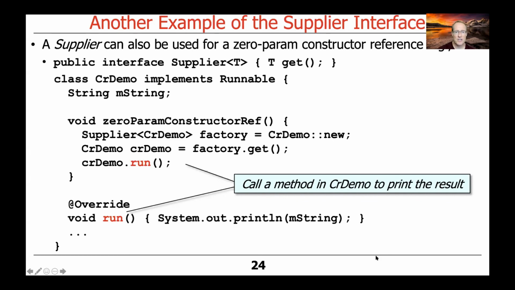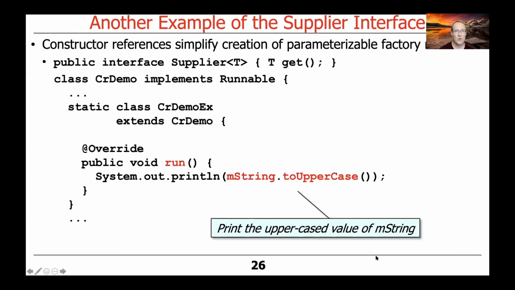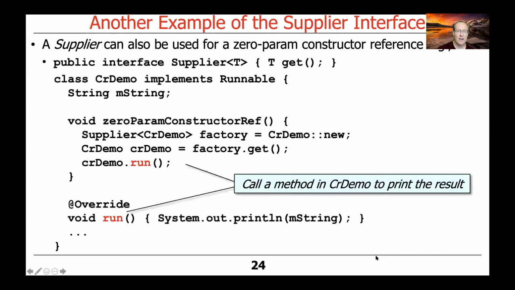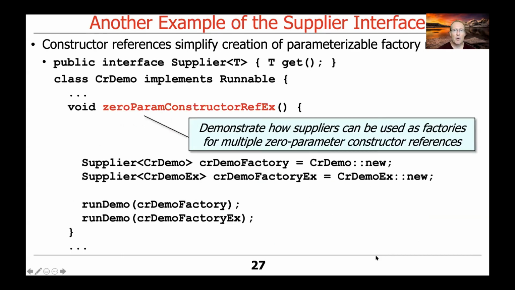So that's kind of a simple example. Now let's go ahead and see how we could do something more interesting. We're going to extend CRDemo to make a new class called CRDemoEX. And this is going to override the run hook method, so it'll uppercase the string. If you take a look at the run method here, you can see it's going to uppercase the string before it prints it out, whereas before it just printed it out as it was. So now we're going to uppercase it. And then we're going to go ahead and define another test method called zeroParamConstructorRefEX.